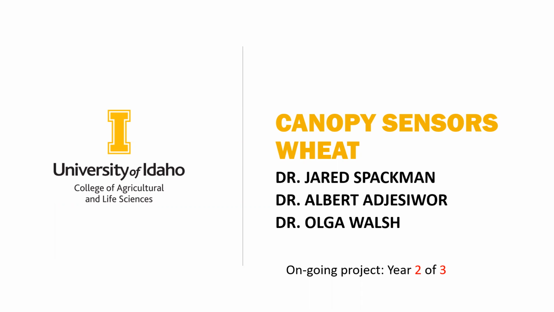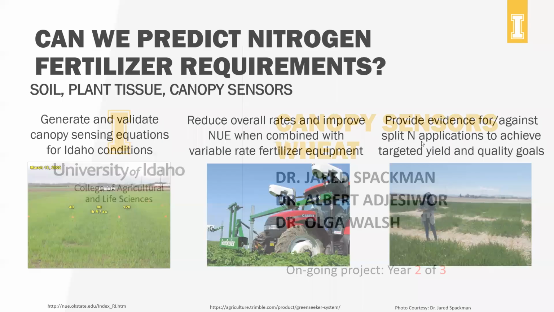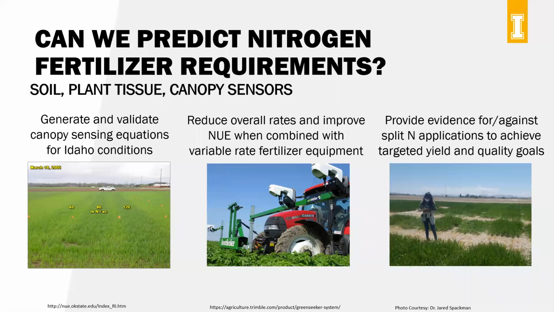Additionally, the wheat crop can integrate weather, mineralization, soil fertility, and pest pressure into its growth before the grower has to make that final nitrogen rate decision. The challenge with split applying nitrogen is accurately estimating how much supplemental nitrogen should be applied that meets yield and target protein goals. This study is evaluating soil, plant tissue, and canopy sensing as three different approaches to predict the correct supplemental nitrogen rate.